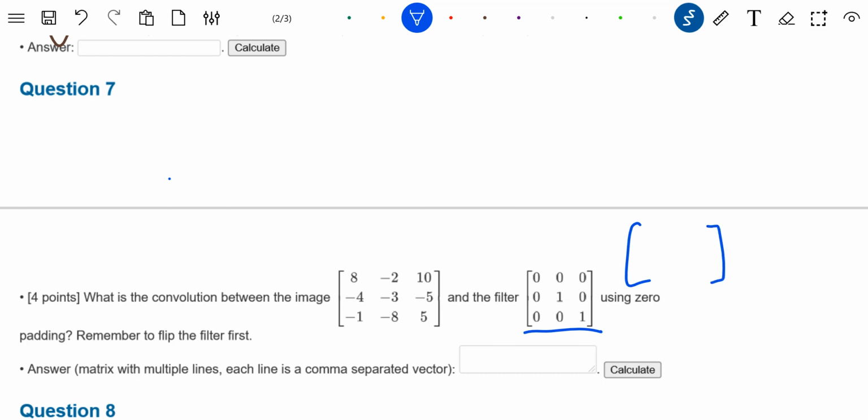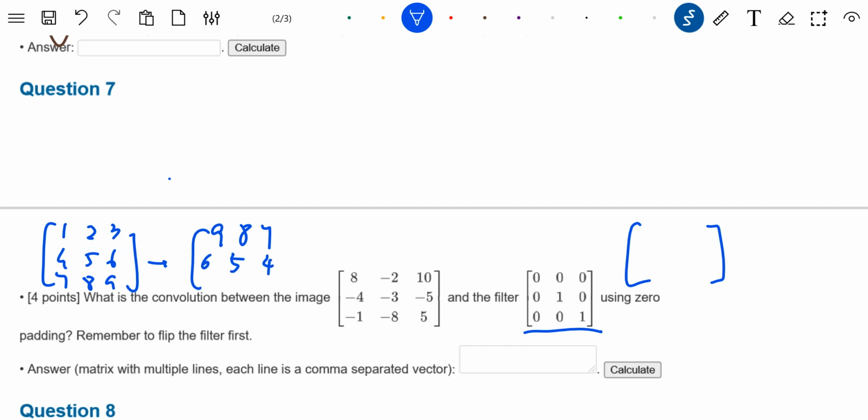Let me repeat what I had in class. 1, 2, 3, 4, 5, 6, 7, 8, 9. The flipped version is 9, 8, 7, 6, 5, 4, 3, 2, 1. So it's not a transpose, and it's not flipping top to bottom or left to right. It's just going in the other direction. So 1 0 0 0 1 0 0 0 0. That's the flipped version.